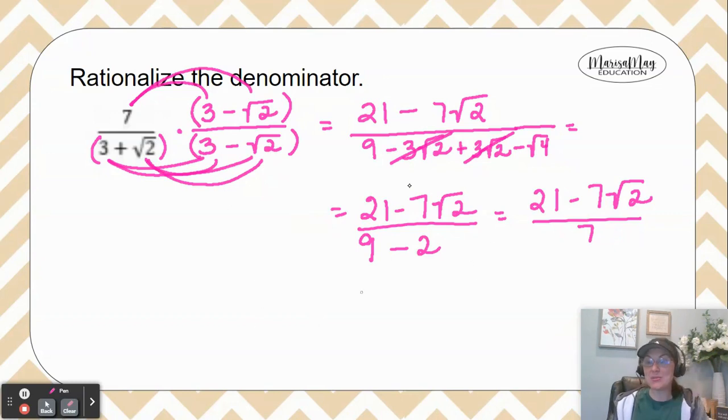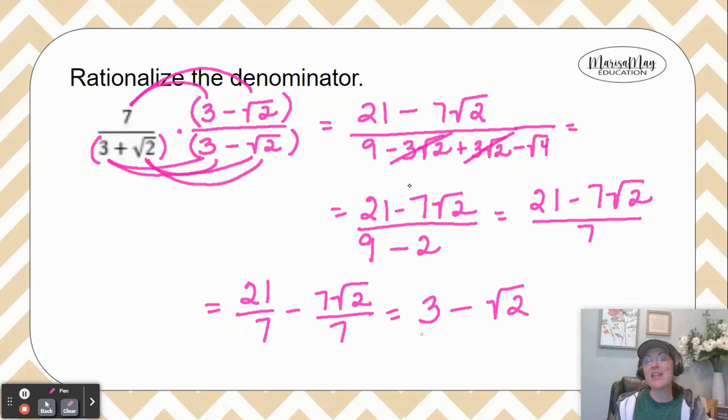However, both of these numbers on top are divisible by 7. So what we can do is to break it up into two fractions with the 7 so we can simplify. So 21 divided by 7 is 3. 7 square root of 2 divided by 7 is square root of 2. And this is my final answer, simplified. So that's a lot of work to get that square root out of the denominator, but we did it.